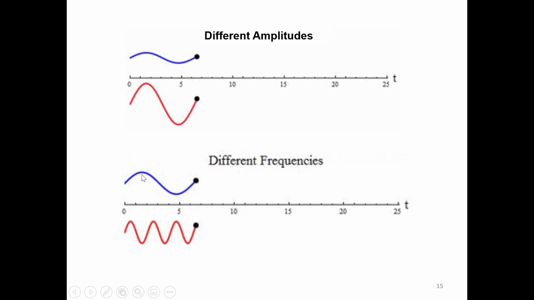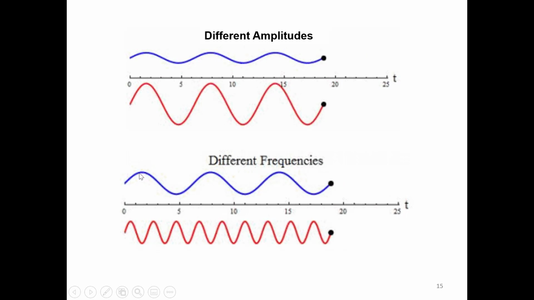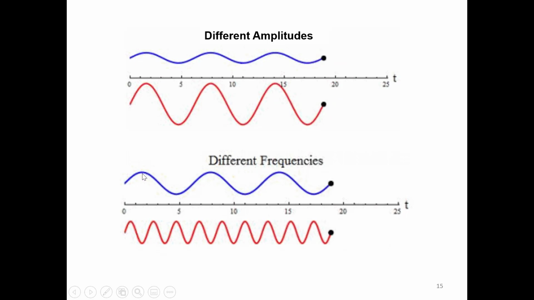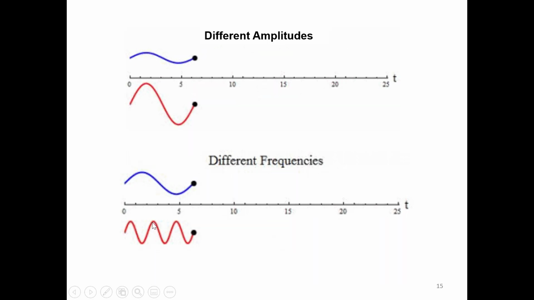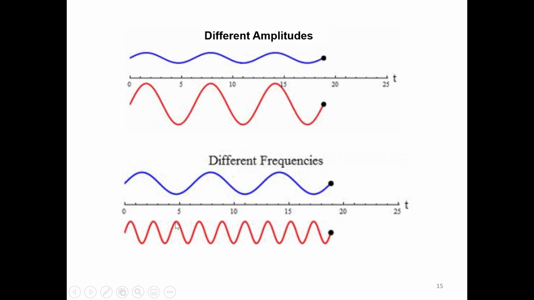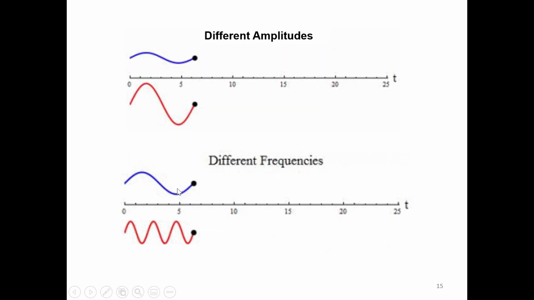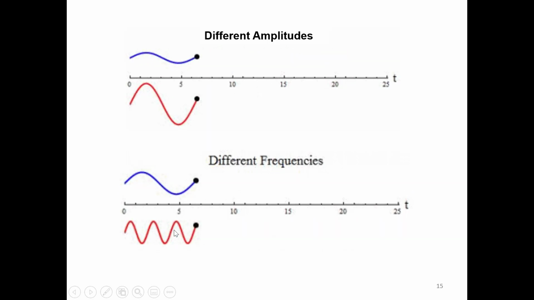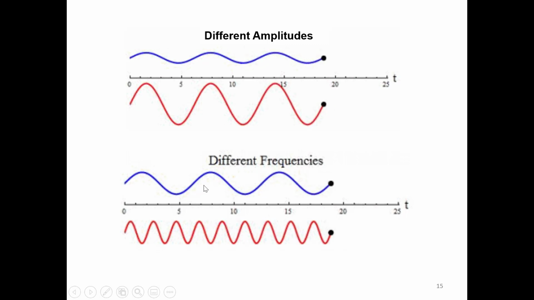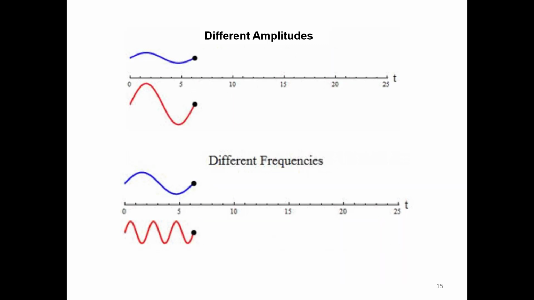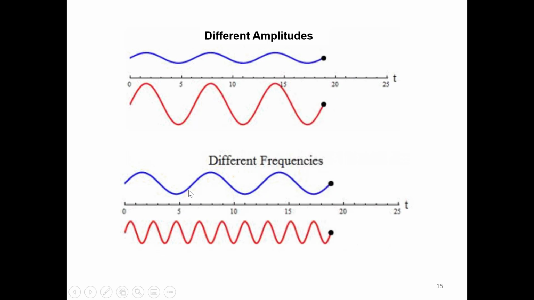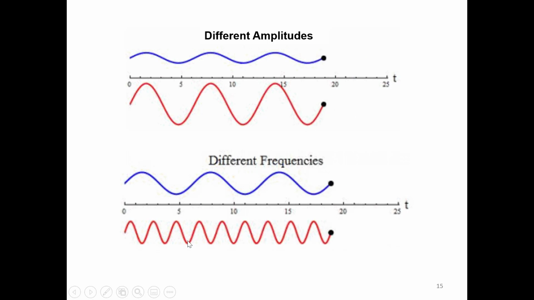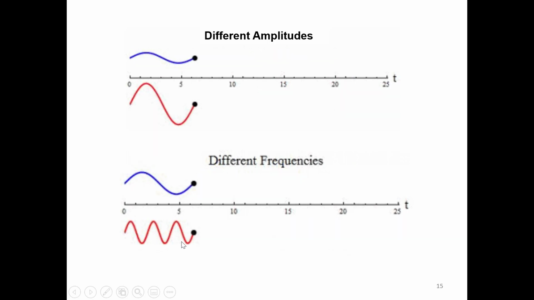Here the wavelength is the distance the wave travels from this point to there, but in this case it will be just this much. In this case, the wavelength for the blue one is larger than the wavelength for the red one. The period for the blue one is greater than the period for the red one, and the frequency for the blue one is less than the frequency for the red one.